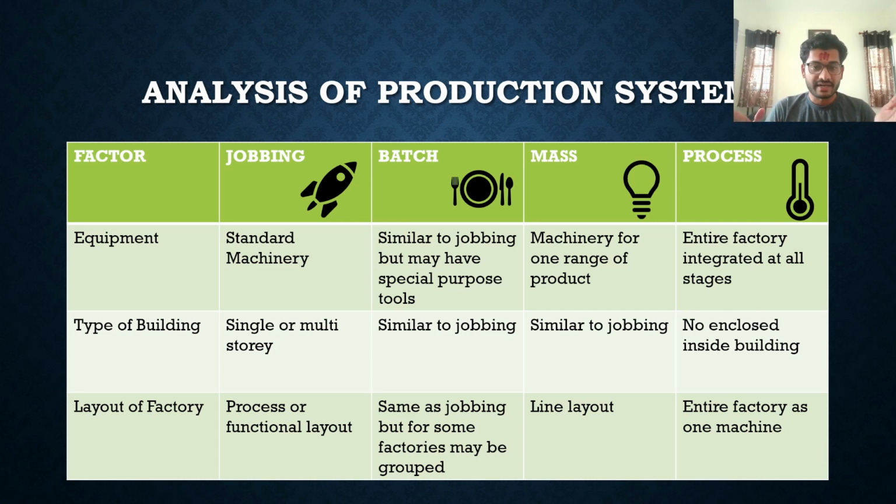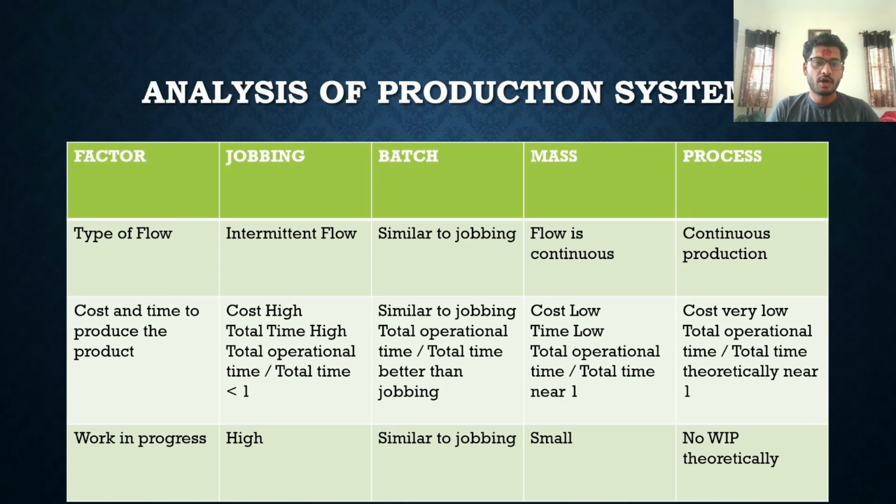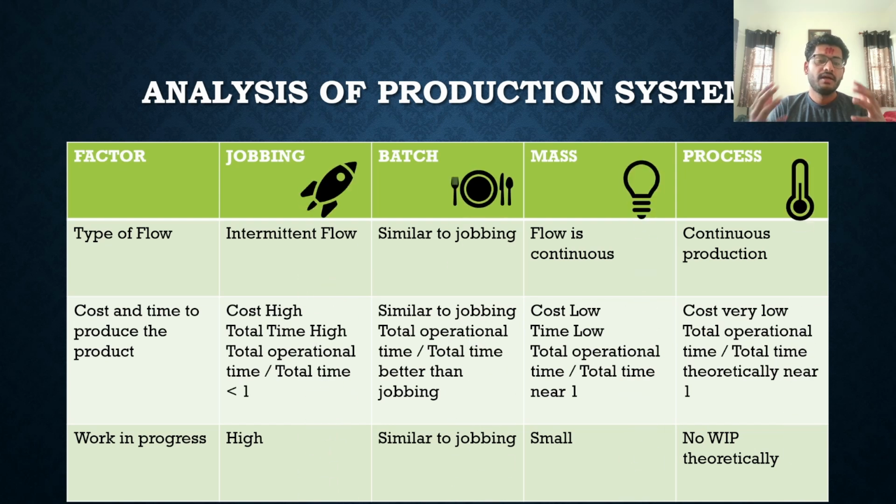Looking at the layout of the factory, in jobbing you're going to have a process or functional layout. Batches you're going to have the same as jobbing, but for some factories maybe a group layout. When we talk about masses, you're going to have a line layout. For process, you're going to have the entire factory as one machine, right? Looking at the other factors, the type of flow is intermittent flow in jobbing, similar in batch. Mass is going to have a continuous flow, and the process also a continuous flow.